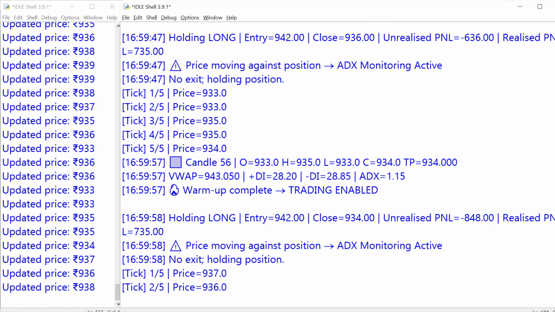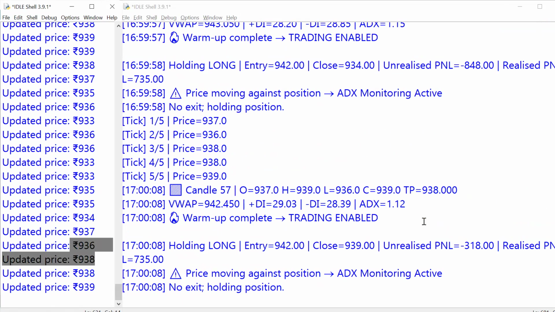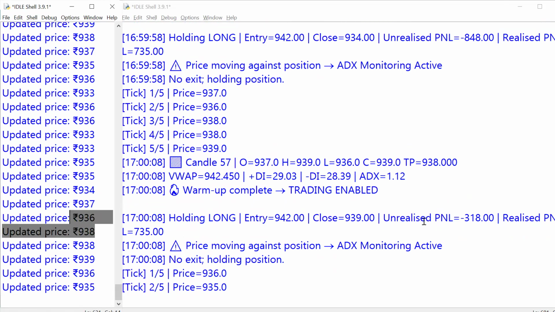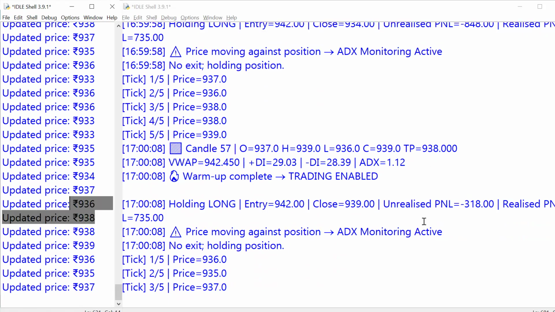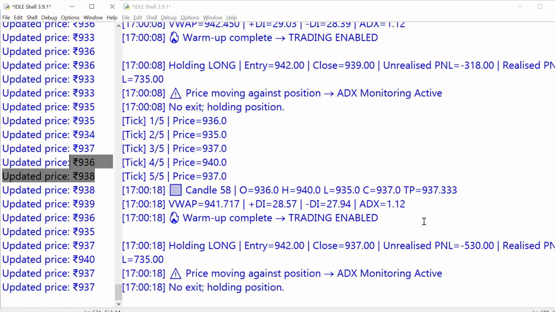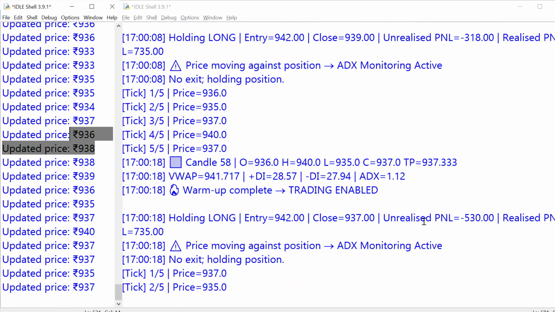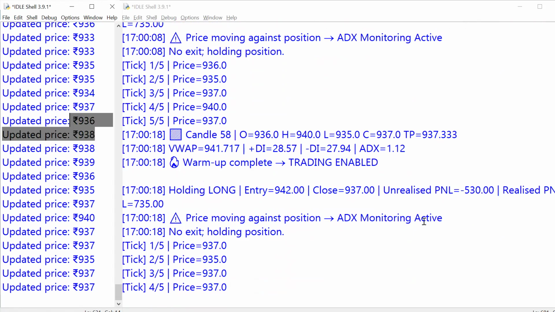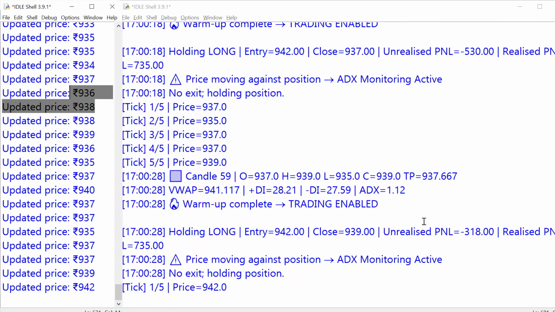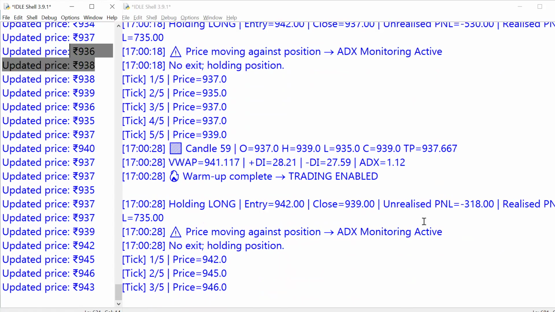ADX is monitoring because the price is below our entry. If the trend reverses, ADX is going to book a stop loss. And if the trend does not reverse as monitored by the ADX, ADX will wait. ADX says, okay, wait, I know there's a loss, but you can wait because I have not recognized any kind of change in the trend. So that's the beauty of ADX.